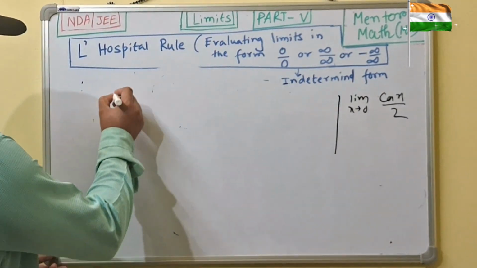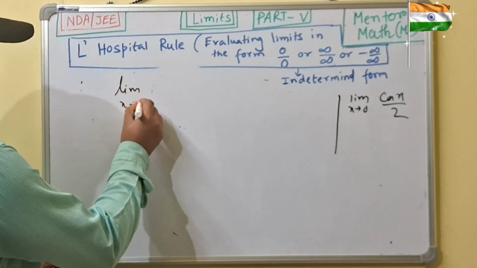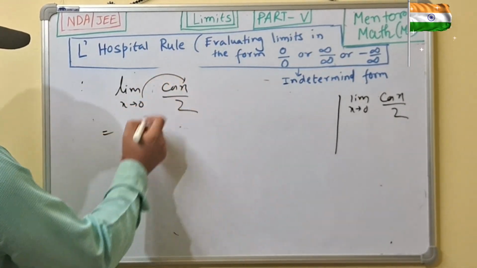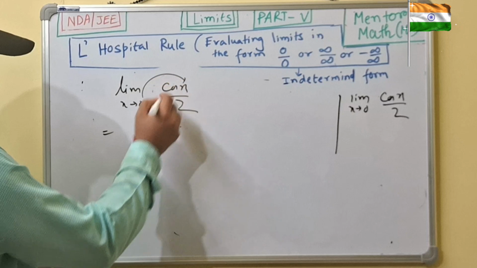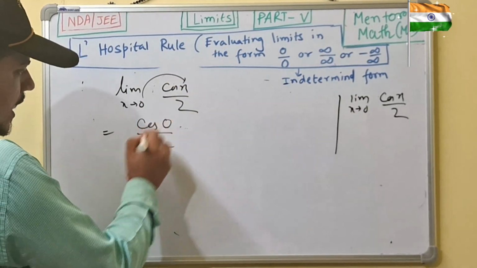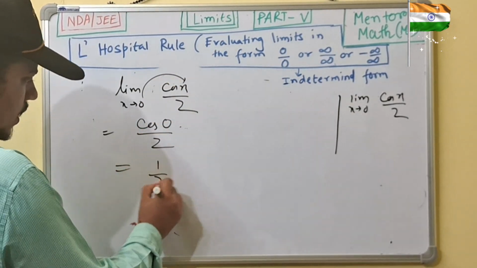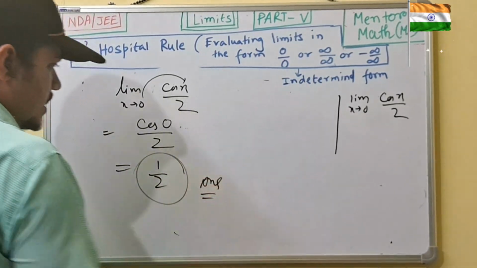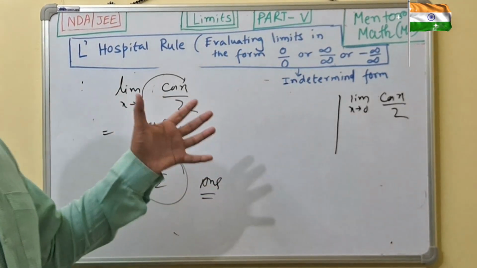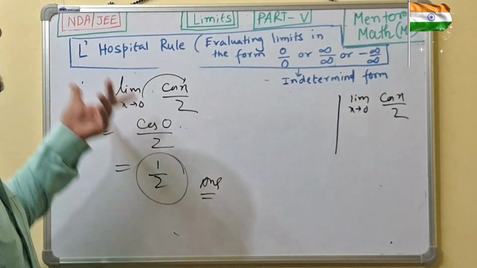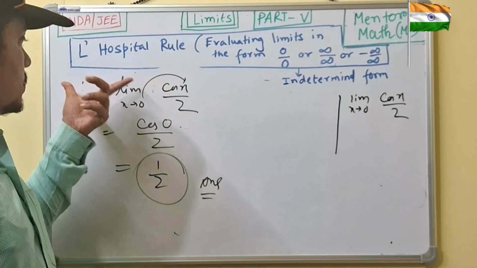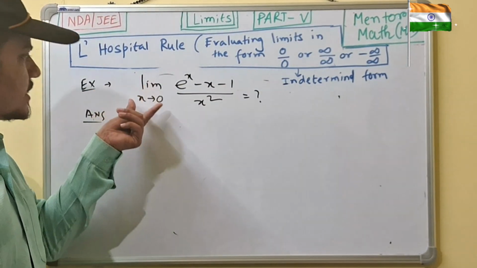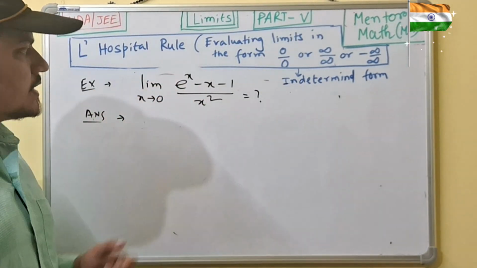Now the expression becomes limit x tends to 0 of cos x by 2, and if you substitute x replaced by 0, you get cos 0 by 2, and the value of cos 0 is 1, so 1 by 2. This is finite, and this is your solution, the limiting value of this function. In that way we can solve this type of problem, and you can apply this L'Hospital's rule.